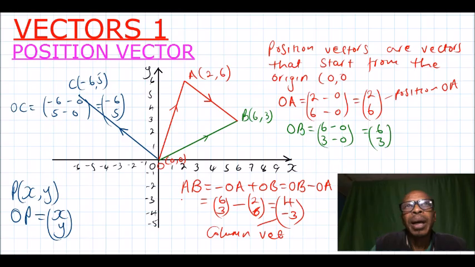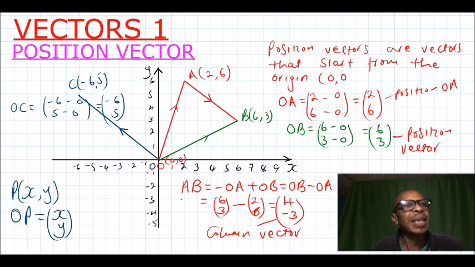That is a column vector, and this is a position vector. So very easy. Any vector starting from the origin is referred to as a position vector. So I hope that one is very clear. Very short but very important concept in vectors, as we are going to see in our later lessons. We will be able to apply that.